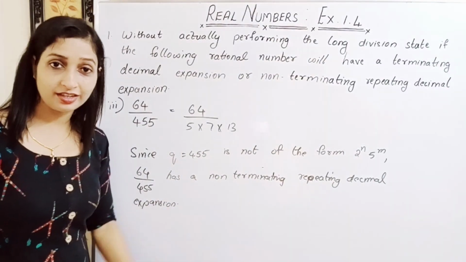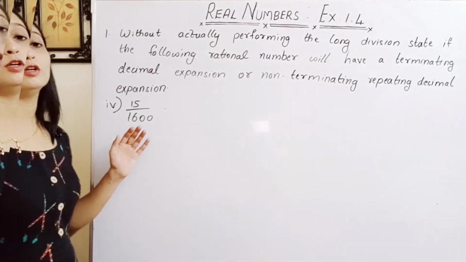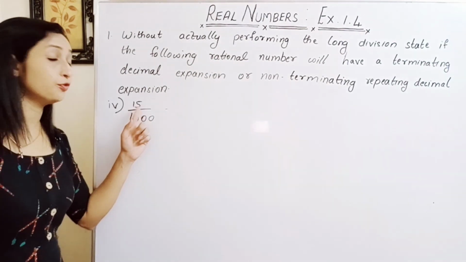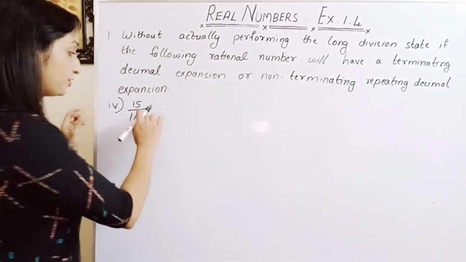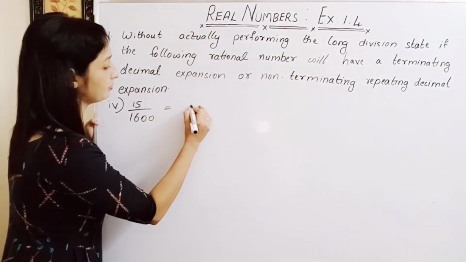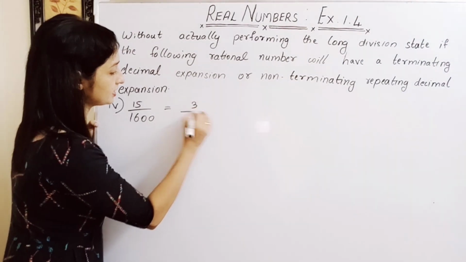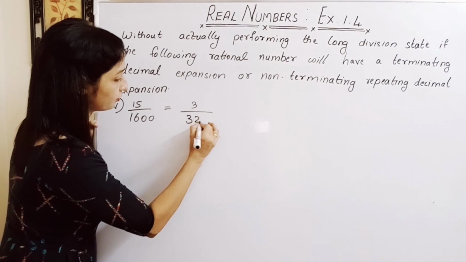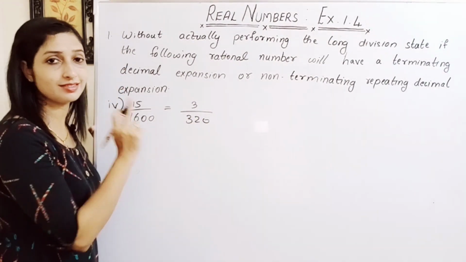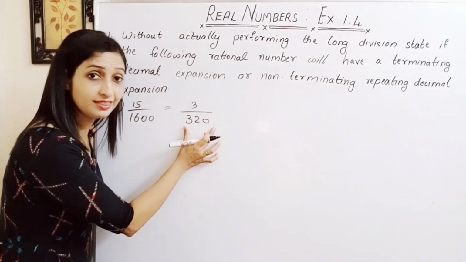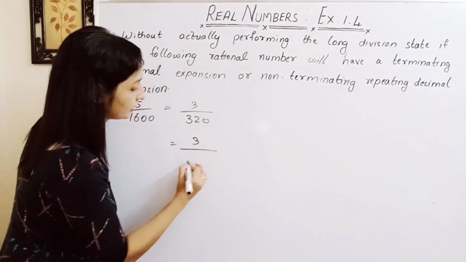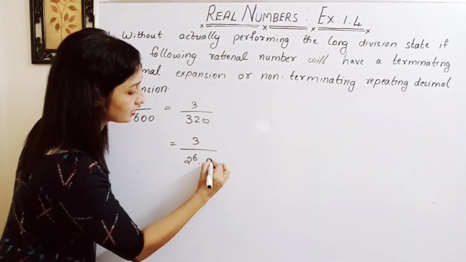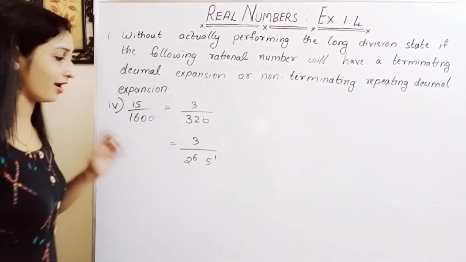So now let's move on to our next question, question number 4. So this is our fourth question, which is 15 by 1600. How can you simplify this 15 by 1600? It can be written as 5 3s are 15, 5 320s are 1600. Now how can we split this 320 into its prime factors? You can write it as 3 by 2 raised to 6 into 5 raised to 1.